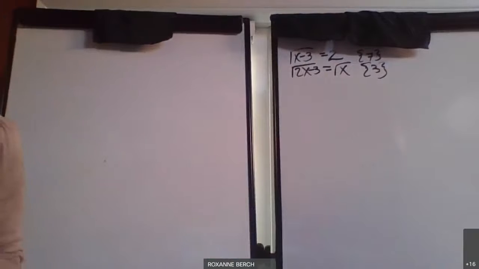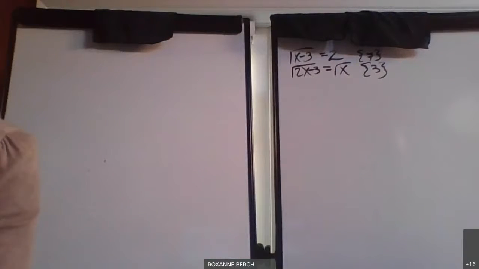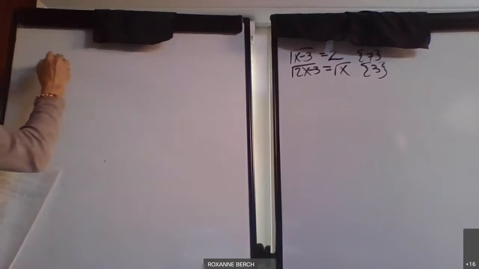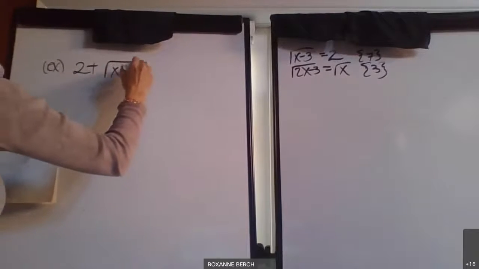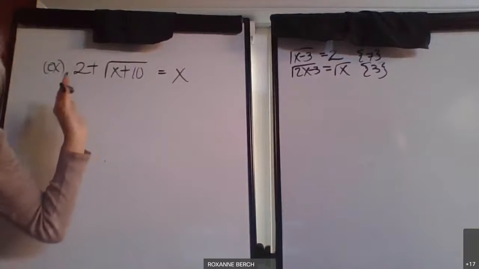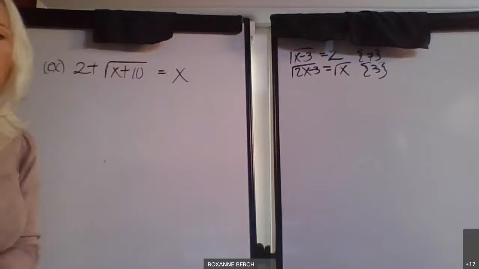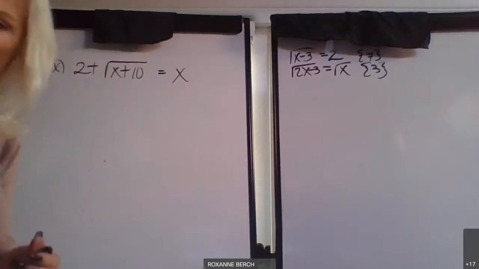Still using algebra. These are all solving. So you have a radical on one side, you have something linear on the right side. If you're going to use the calculator... we are solving this by hand. You have to isolate the radical.